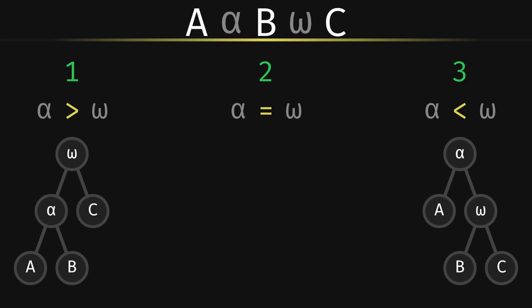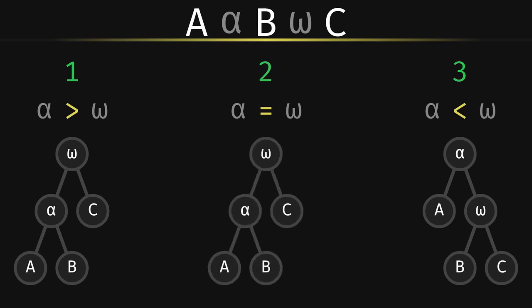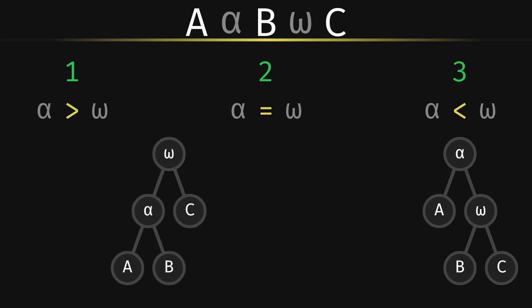As for case 2, well, think about what equal precedence actually means. It means that we need to evaluate these operators from left to right. If we think about what tree this corresponds to, well, here we go. It's exactly the same as case 1. So what we can do is merge cases 1 and 2 together into the same code path.